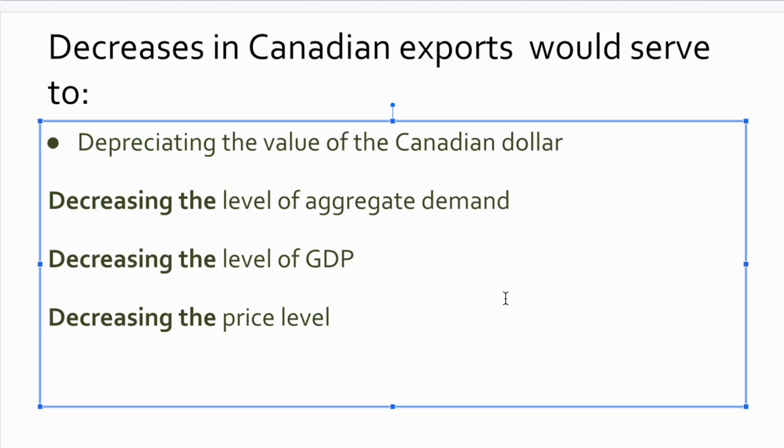Decreases in Canadian exports would serve to really depreciate the value of the Canadian dollar. People aren't buying as much. Demand for the Canadian dollar would go down. This would effectively depreciate the value. It would also decrease the level of aggregate demand and decrease the level of gross domestic product. We wouldn't be making as much in Canada. It would also serve to decrease the price level. Prices would go down because demand goes down.